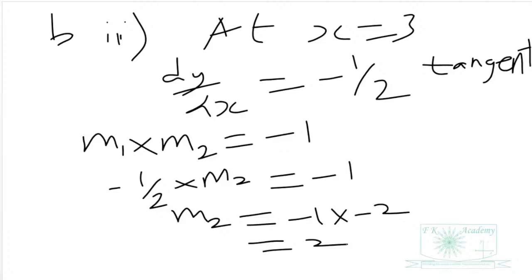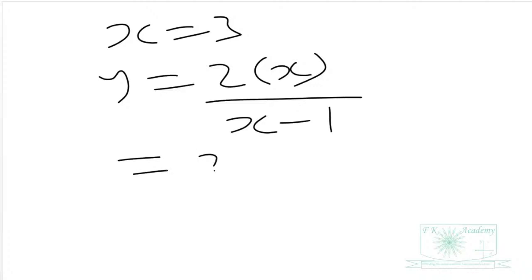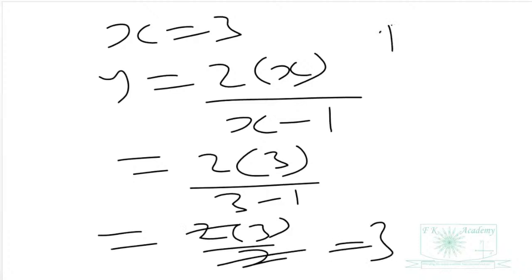So the equation of the line with gradient 2, we need a point now. So a point on this curve at x equal 3. So when x is equal to 3, y will be equal to 2x over x minus 1. So 2 times 3 over 3 minus 1. That will give us 2 times 3 over 2. And that will give us 3.